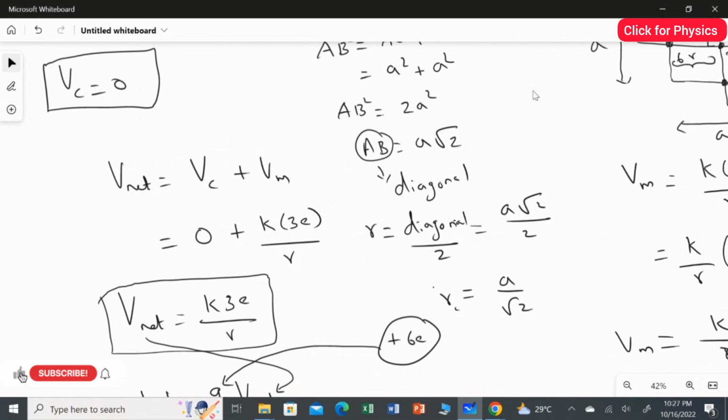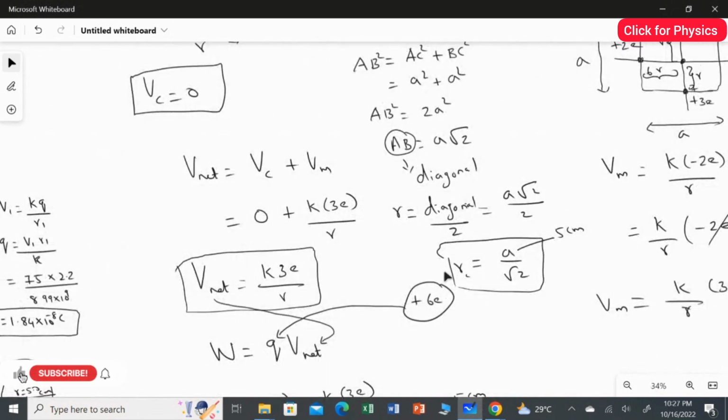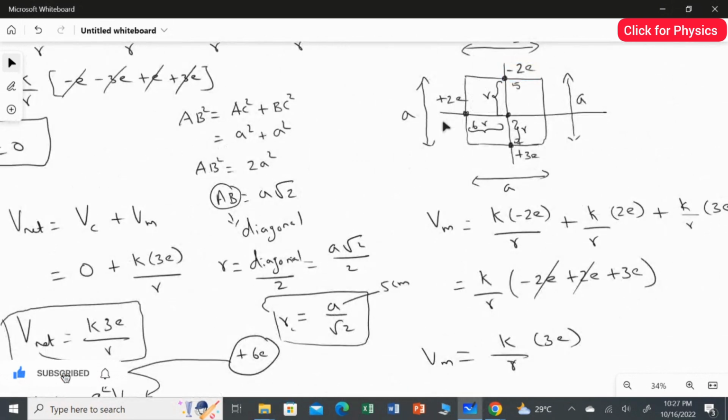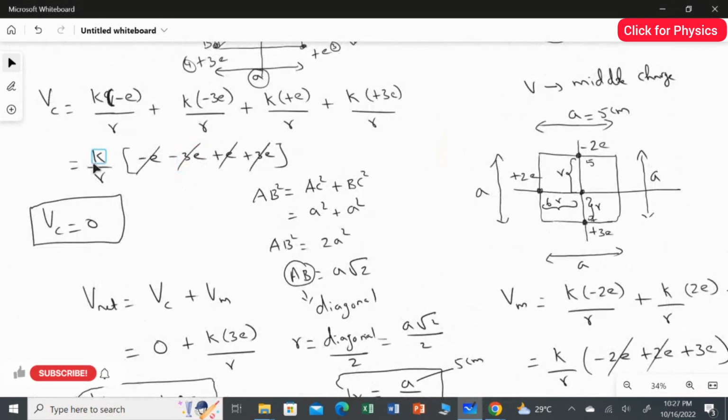This is the value of R for the corner charge. And what's the value of A? Here the A value is 5 centimeter. So you should remember these things. It's very, very important, because this question is really a very lengthy question. For the corner charge, the R value is this. But for the middle charge, it's half of A. Your R value for the middle charge is half of A. Clear? But luckily, our corner charge gets 0, and anything multiplied by 0 is 0.